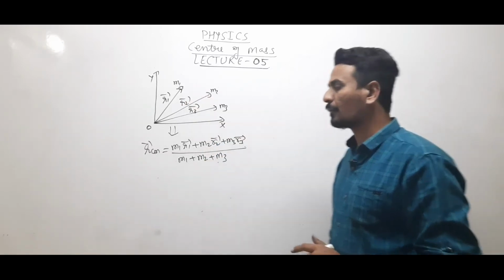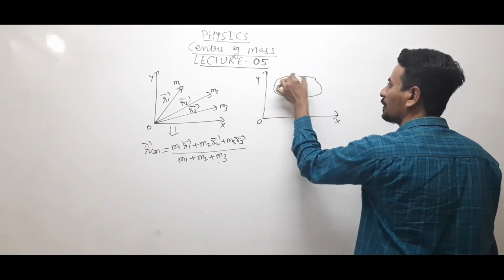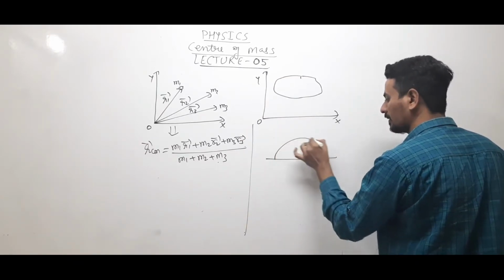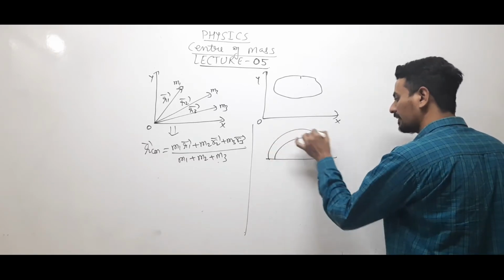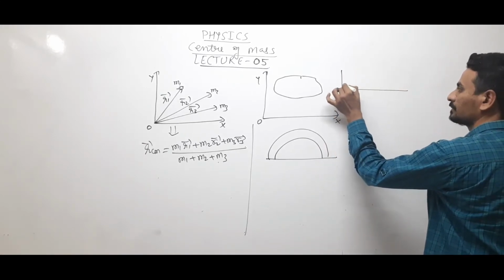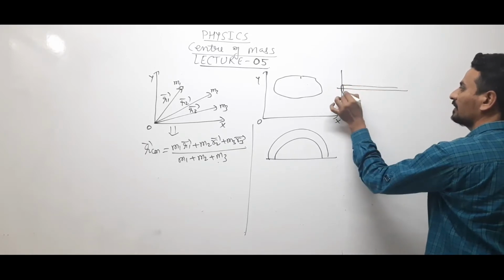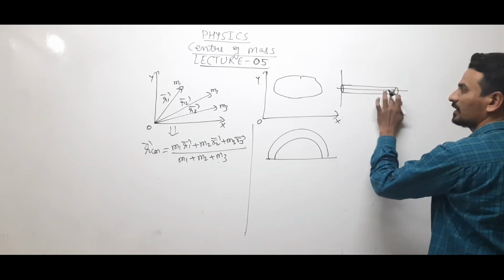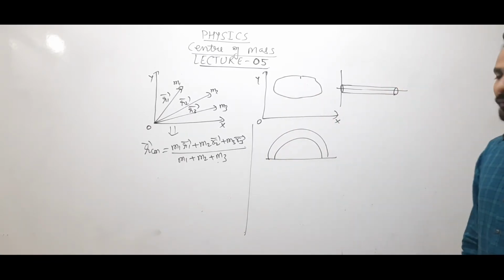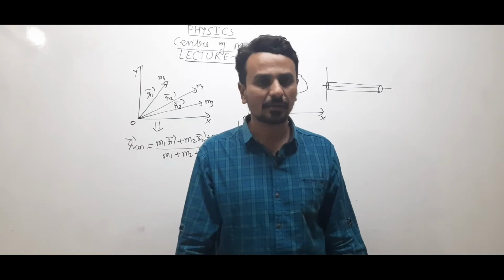So with this formula we could calculate the position of center of mass, but the mass distribution was not continuous. What if the body is having this kind of shape, or say a semicircular ring, or a semicircular disc, a thin rod? These are all the objects where mass is continuously distributed over the body. So for this kind of body, how do we calculate the position of center of mass?